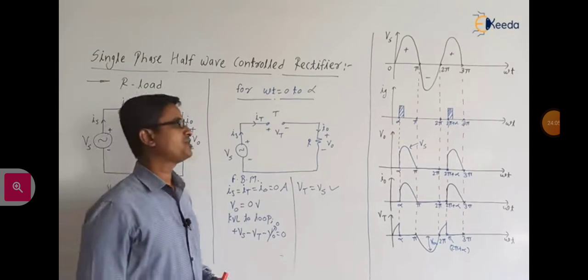So from omega t equal to 0 to alpha, V0 is 0 and I0 is 0. What is Vt? Vt is the same as the supply voltage. Again, I0, It, and Is are all the same. Is this clear? So during 0 to alpha, the thyristor will be in the forward blocking mode.